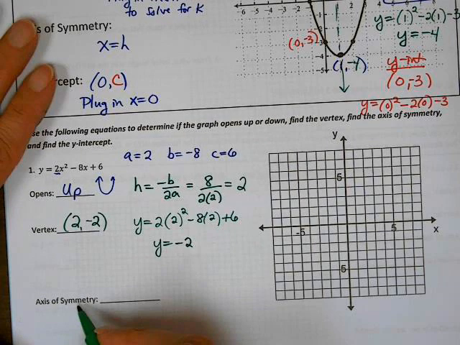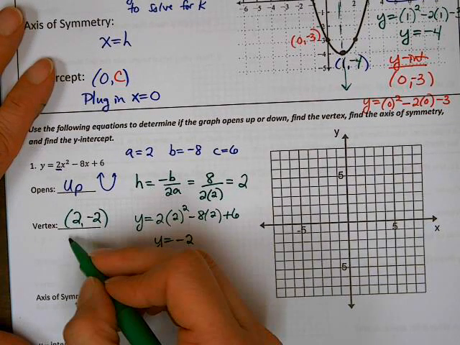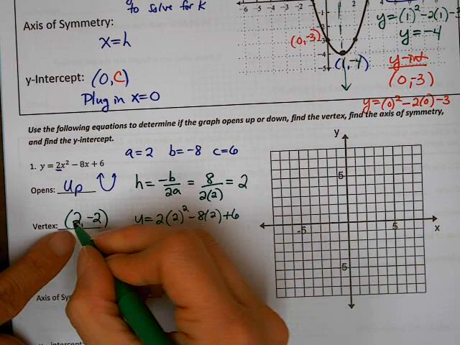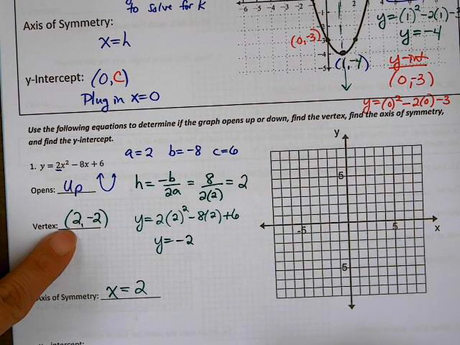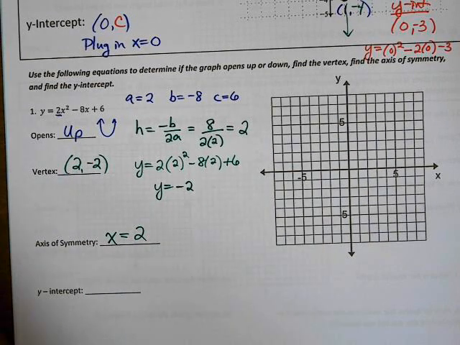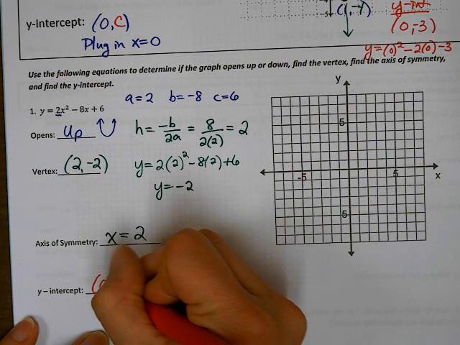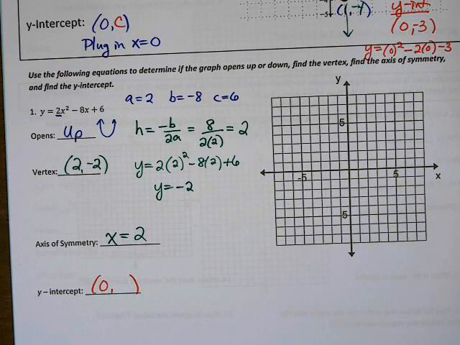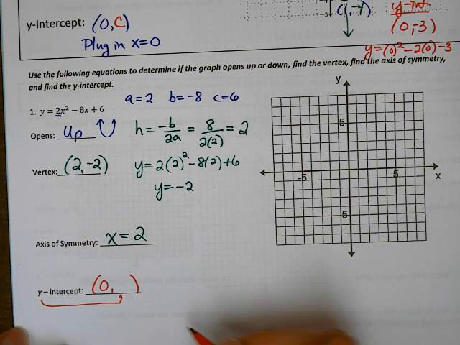Okay. Axis of symmetry, that goes along with the vertex. X equals the x number. The only other thing we have to find is the y-intercept. To find the y-intercept, you let x equal 0. And then we'll find the y number.